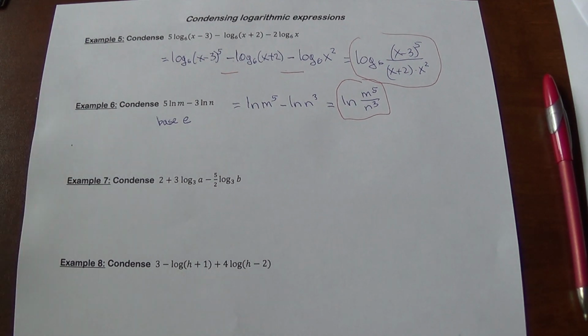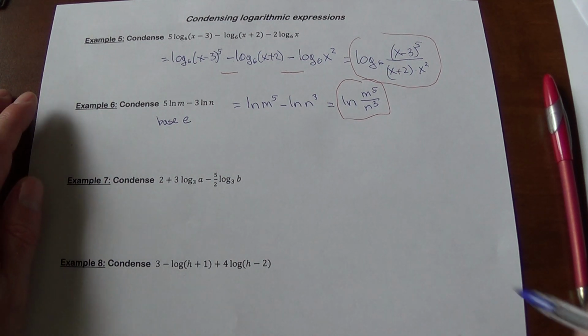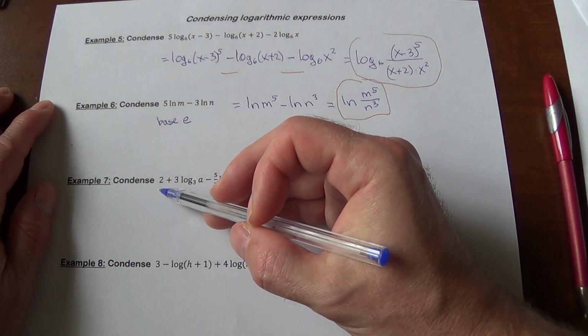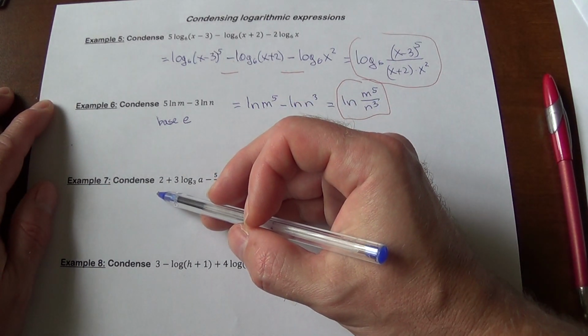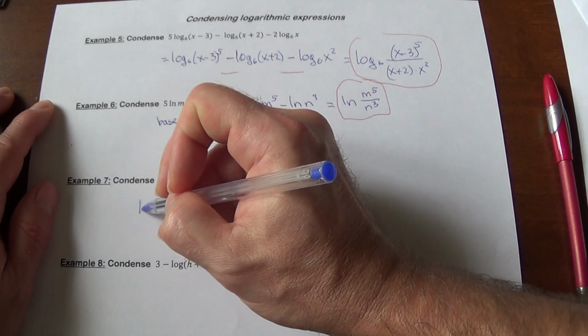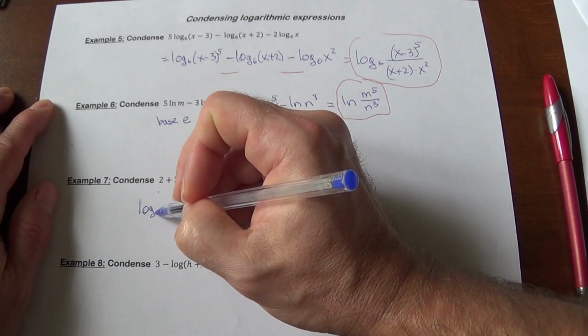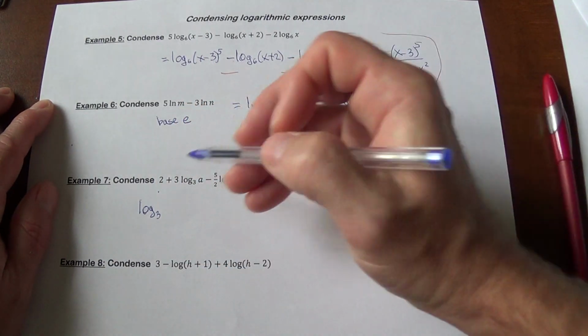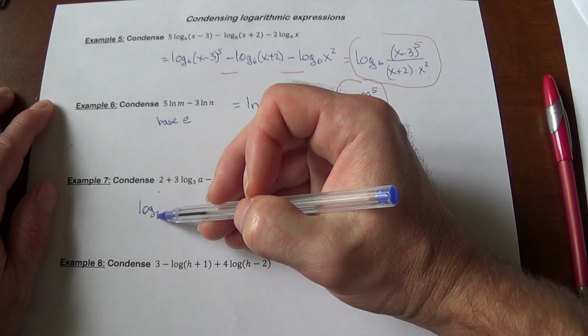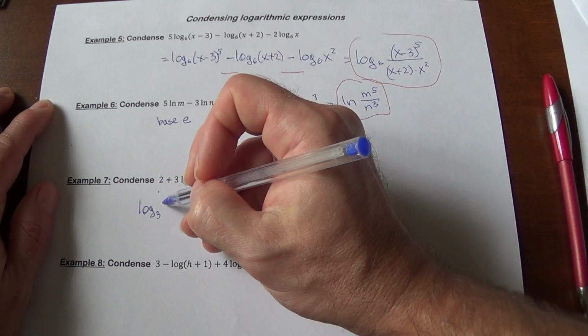Both examples 7 and 8 have something that needs to be addressed. One of the steps, actually step A that I showed you in the beginning, tells you that if you have a constant, it needs to be converted to a logarithm. And we have a number here, and we can't really do anything until that number is converted to a log. So let's think about this. We have to write 2 as a log with base 3. So this is basically an exponent for 3. 3 to the 2nd power is 9.